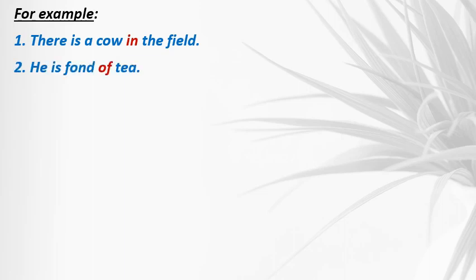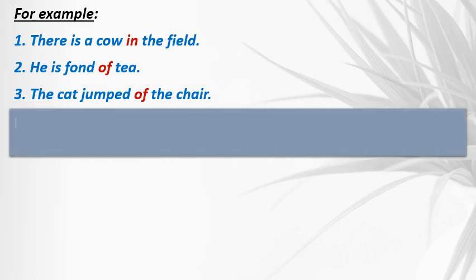Let us see some examples to clarify it. Number 1, there is a cow in the field. Number 2, he is fond of tea. Number 3, the cat jumped off the chair. As you can see, the highlighted words are prepositions.